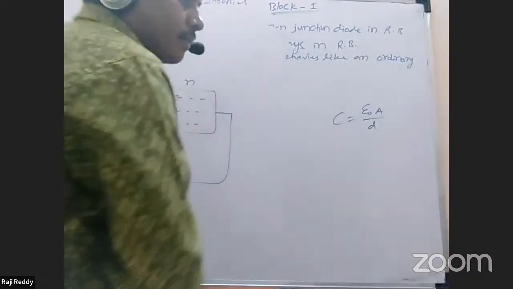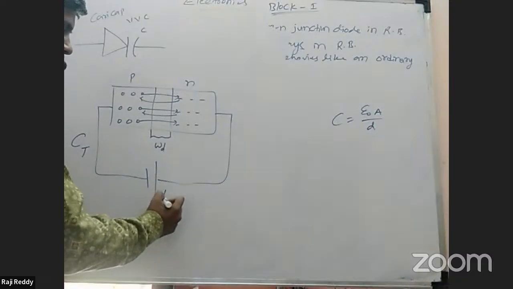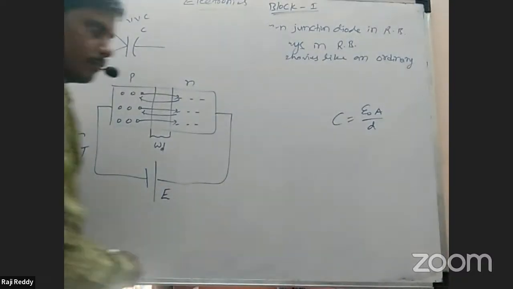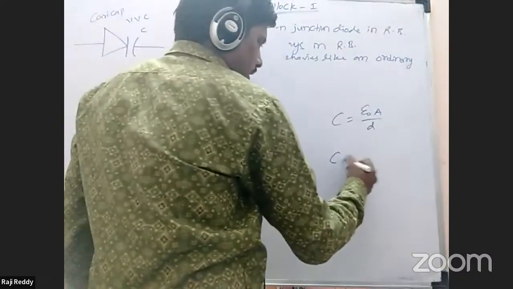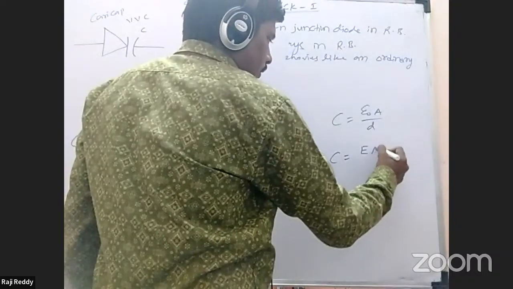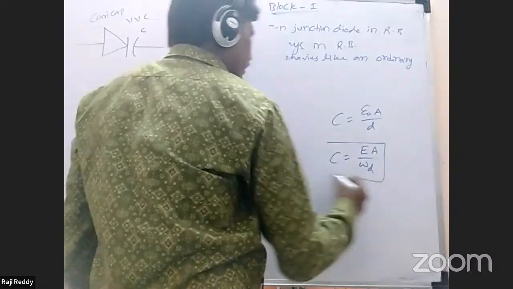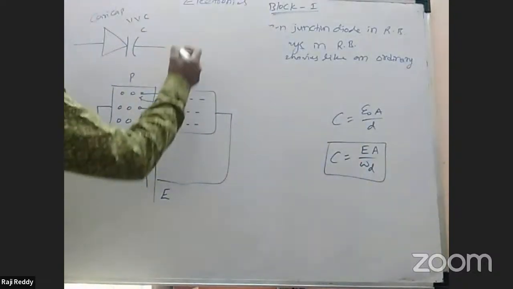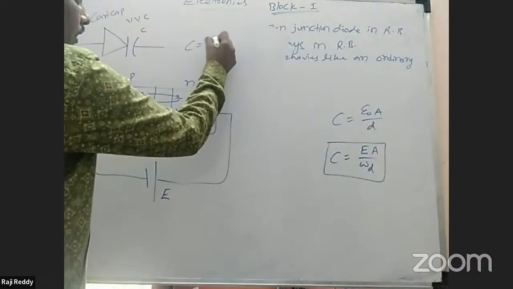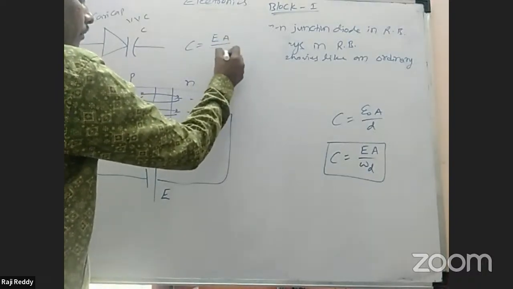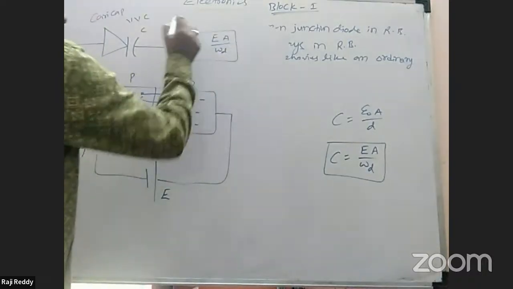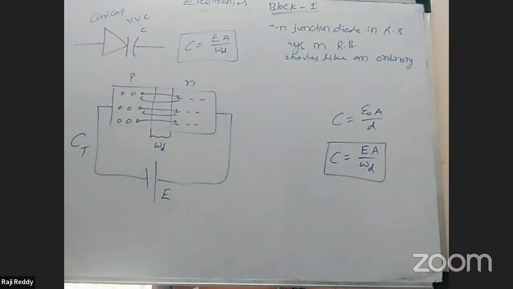Same as here. Here the field intensity is E. Instead of epsilon naught, you can take C is equal to E into A. Here the width is the depletion layer width, WD. This formula we can go through in the textbook. C is equal to EA by WD. This is the transition capacitance.